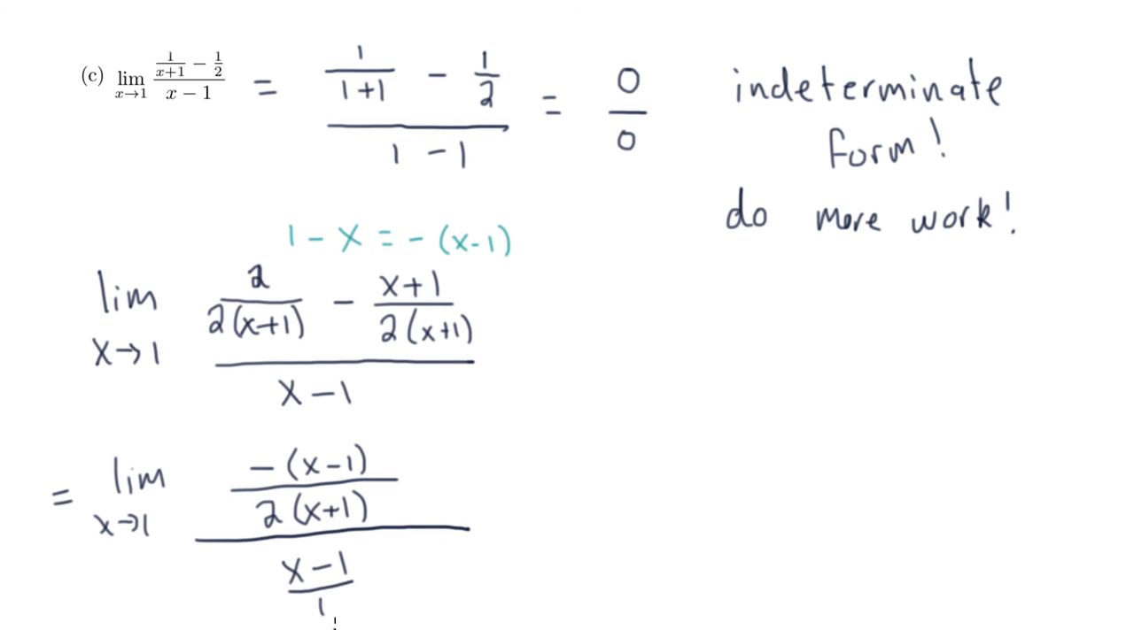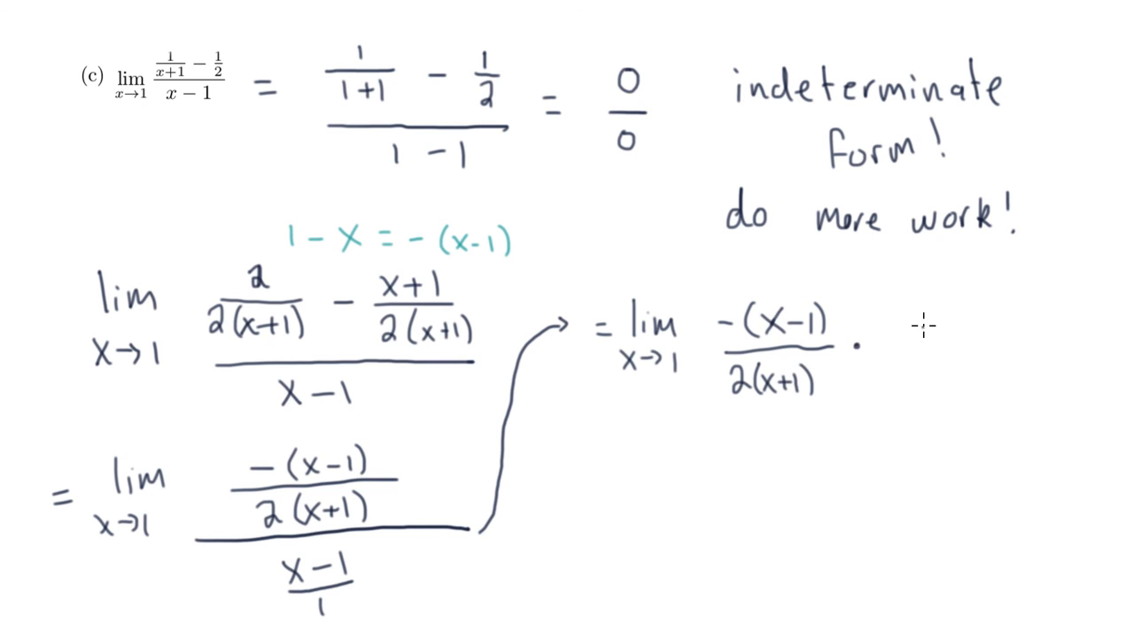The way I like to think about this is that in the numerator I have a fraction, and in the denominator I have a different fraction, x minus 1 divided by 1. You can always just think about a term as a fraction over 1. And so I'm dividing fractions, so that's the same thing as multiplying by the reciprocal. So this is the same thing as the limit as x approaches 1 of minus x minus 1 over 2 times x plus 1, times 1 over x minus 1. Okay, that's just the reciprocal of this term.